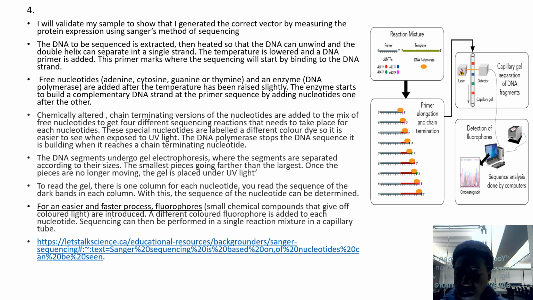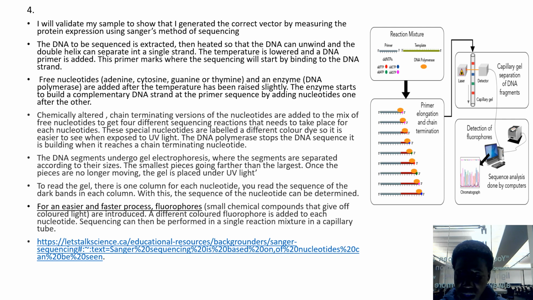This enzyme, DNA polymerase, will build a complementary DNA strand at the primer sequence by adding nucleotides one after the other. These special nucleotides are labeled with different color dyes, so it is easy to read when exposed to UV light. The DNA polymerase will stop the DNA strand it is building when it reaches a chain-terminating nucleotide. That's why I have different lengths of DNA strands.